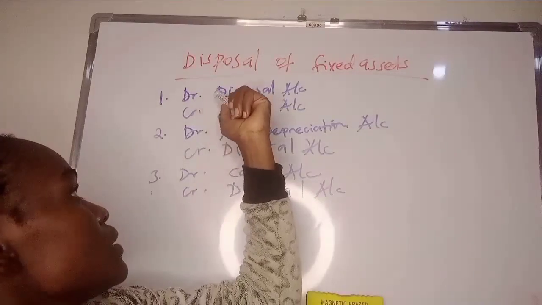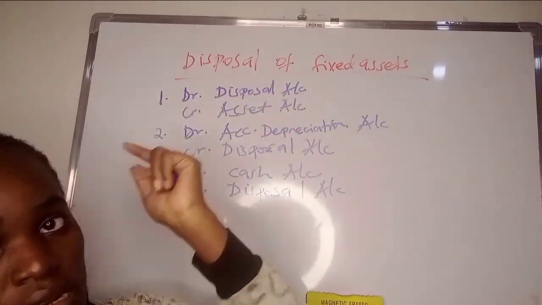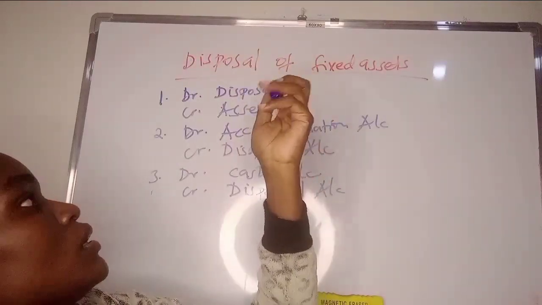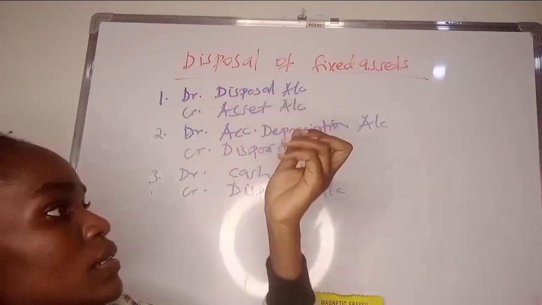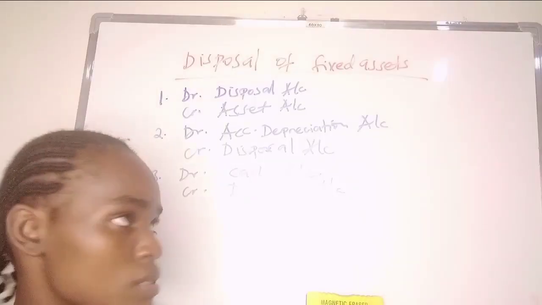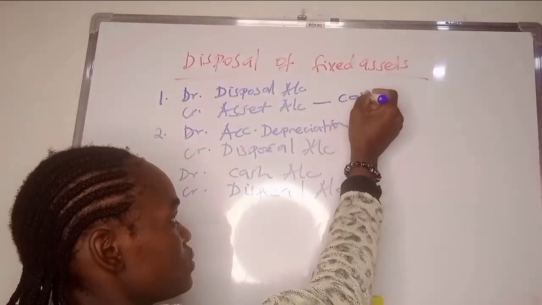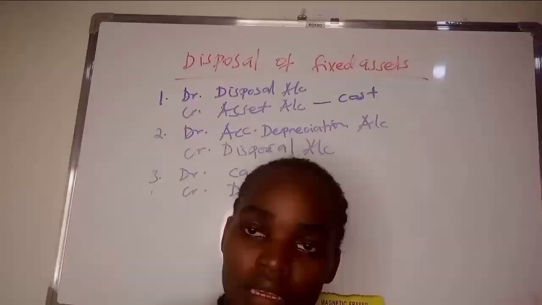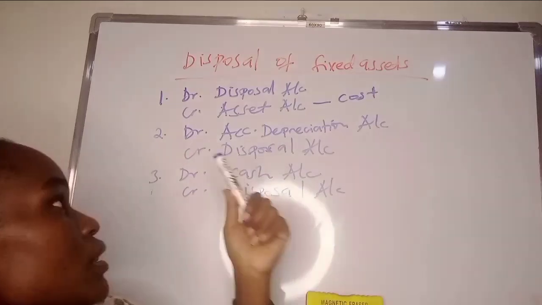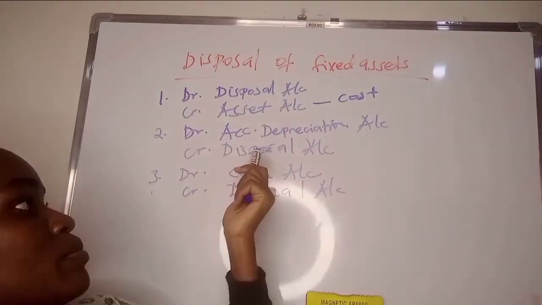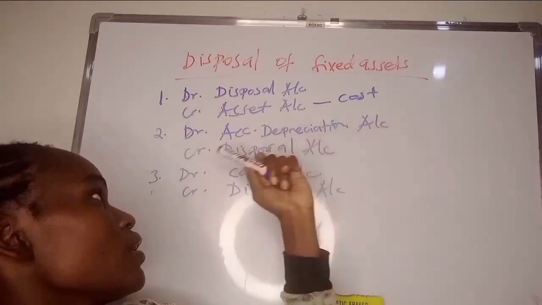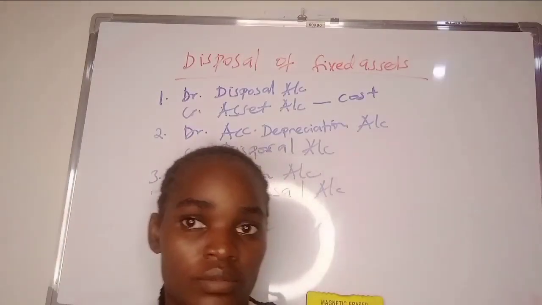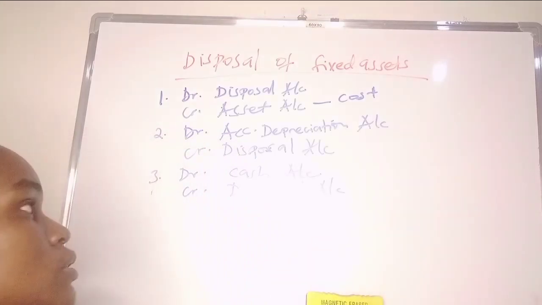First, when there is disposal, the first thing that we do is debit the disposal account, then credit the asset account with the cost, the initial cost of the asset. Then secondly, we debit the accumulated depreciation account and then credit the disposal account with the depreciation amount.